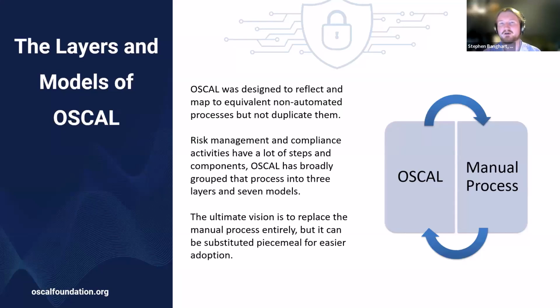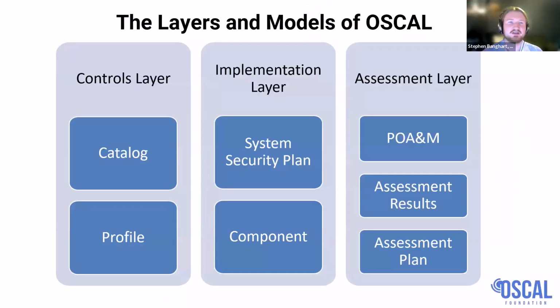So what are these 7 models and 3 layers? Here is an overview. Our 3 top-level layers are the controls layer, the implementation layer, and the assessment layer. Within controls, we have 2 models, one called catalog and one called profile. In implementation, we have 2 models called system security plan and component definition. And in the assessment layer, we have 3 models, the plan of action and milestones, assessment results, and assessment plans.